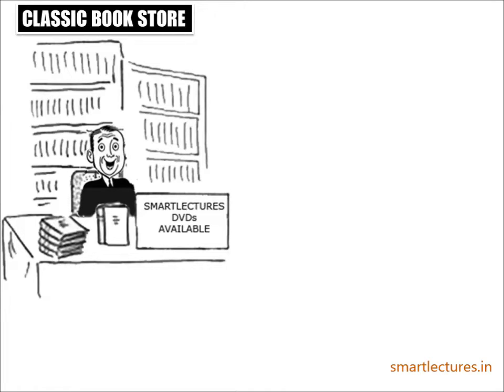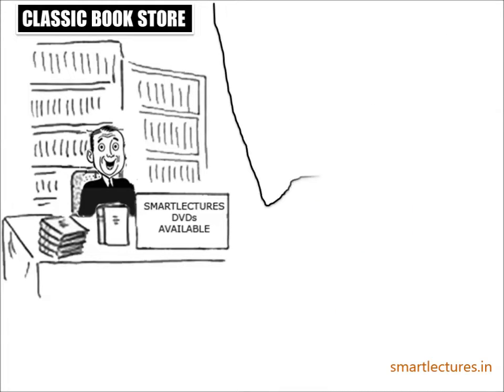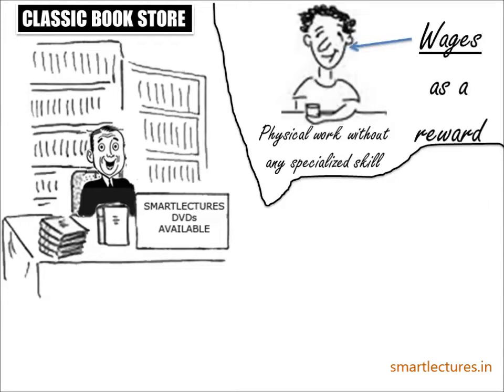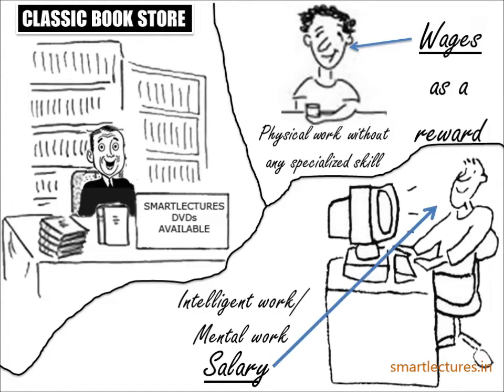So what is the difference between wages and salary? If you engage any person and he does the physical labor for you without using any specialized skill, you will have to pay wages as reward. If you engage some person with a special skill, means for a sort of intelligent job or mental job, then you will be paying salary.